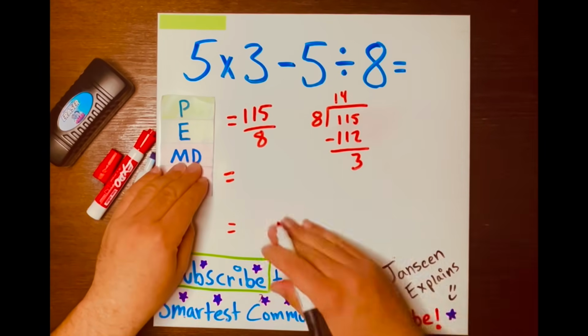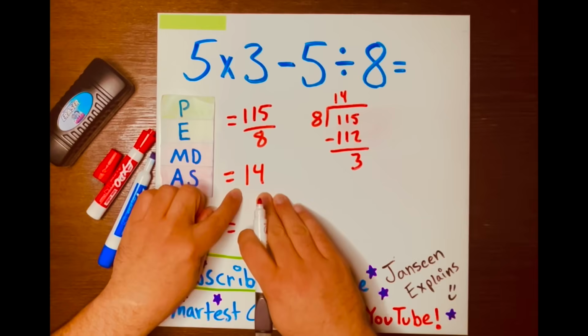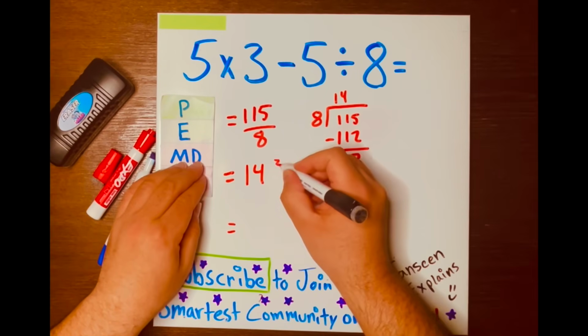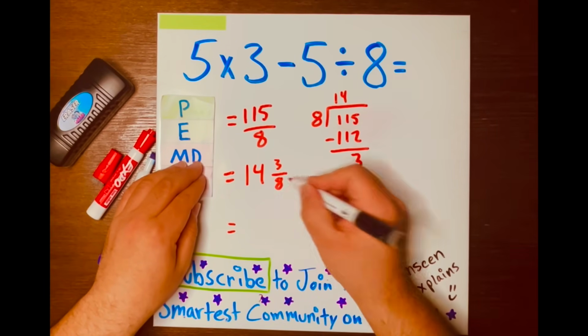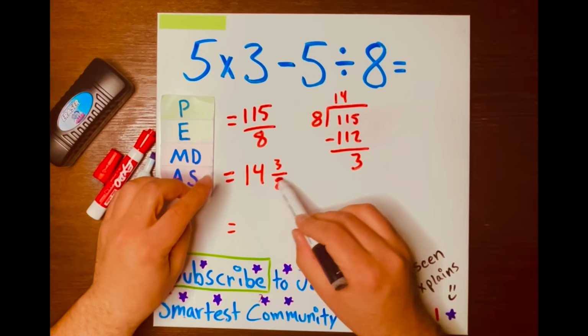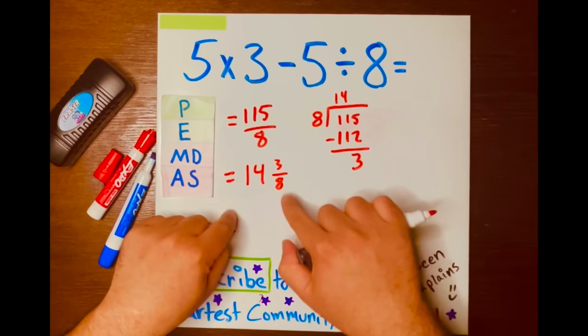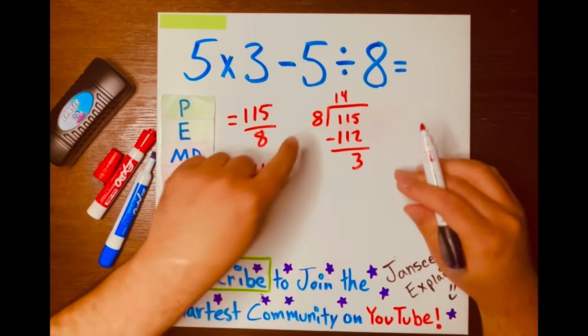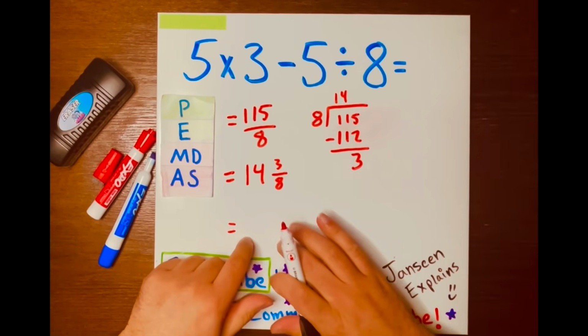And so we can write our mixed number answer, which is the whole number 14. Our remainder goes on top of the fraction bar, and the 8 goes at the bottom of the fraction bar. So 3 over 8. This is called a proper fraction next to a whole number. This is a mixed number. Now, let's continue the long division to get our decimal answer.